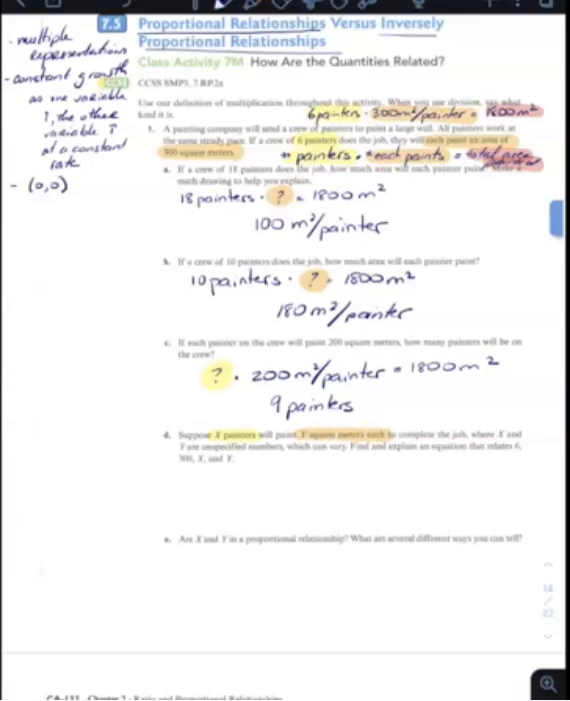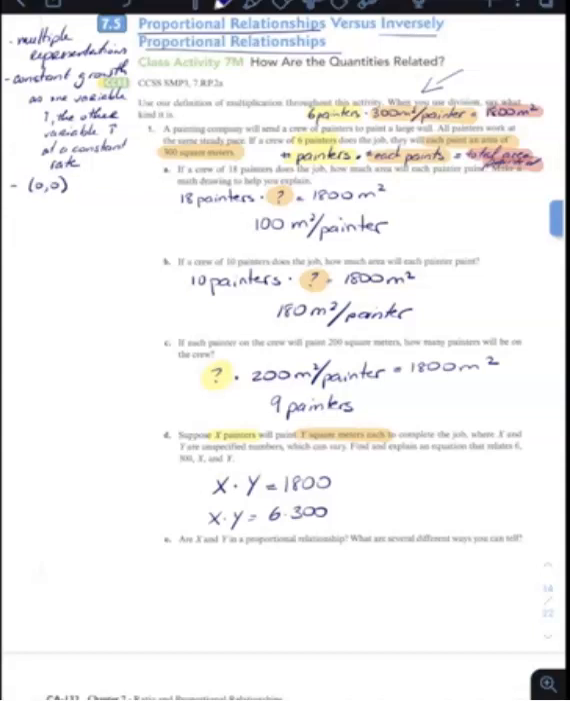Okay. So how can we generalize these equations that we've already written? So didn't we have number of painters times the square meters that they painted equals 1800 square meters, right? Well, where did 1800 come from? It was 6 times 300. So xy equals 6 times 300. That's where our formulas came from. So the formulas make sense.